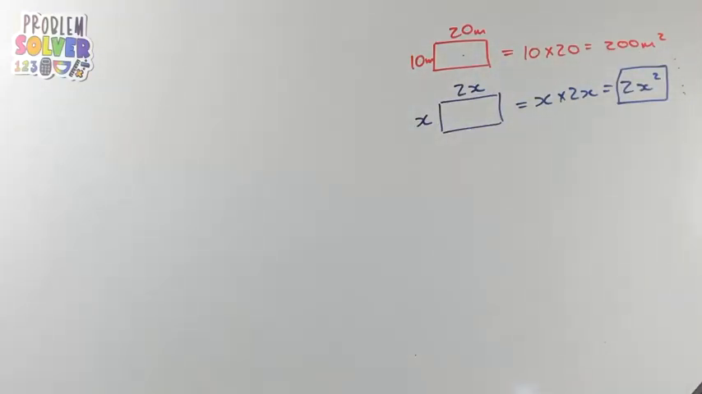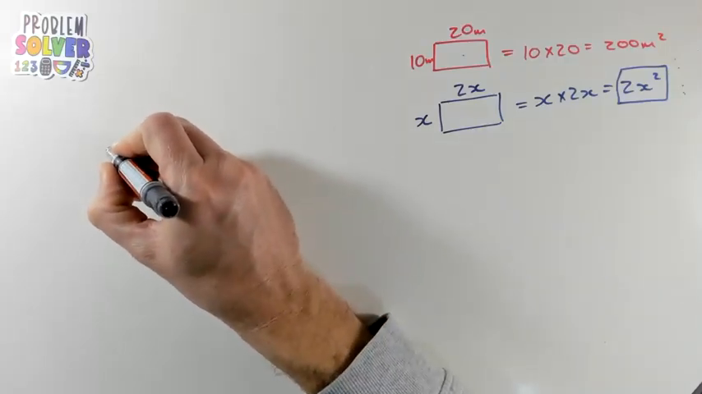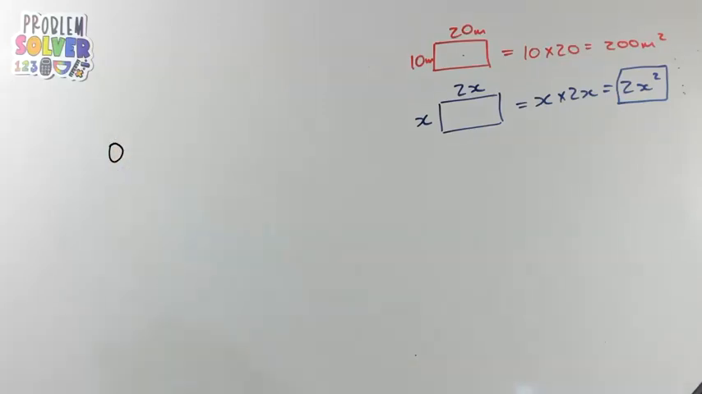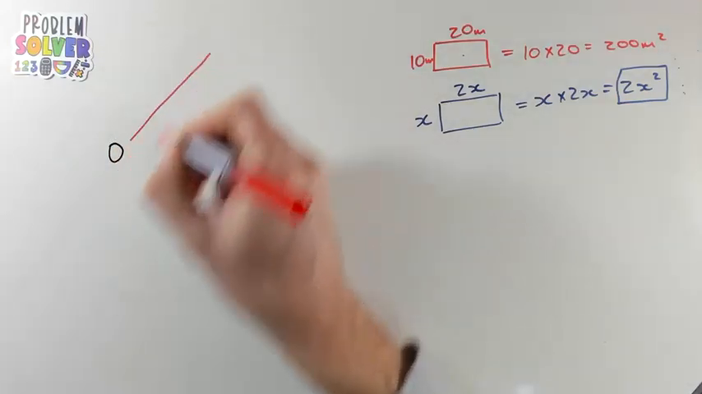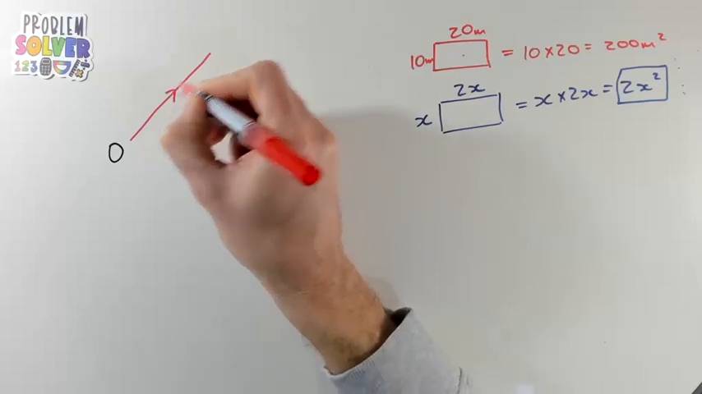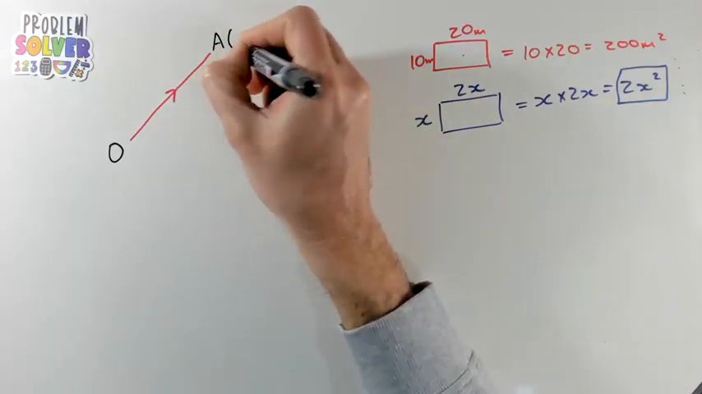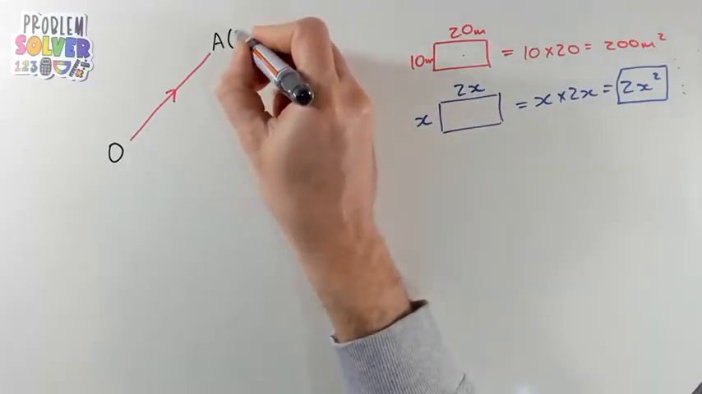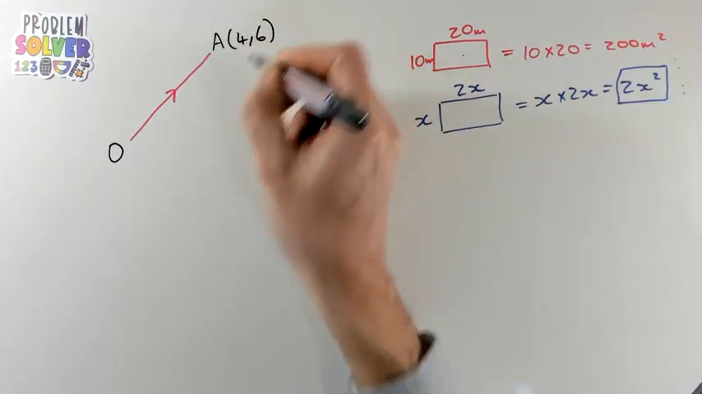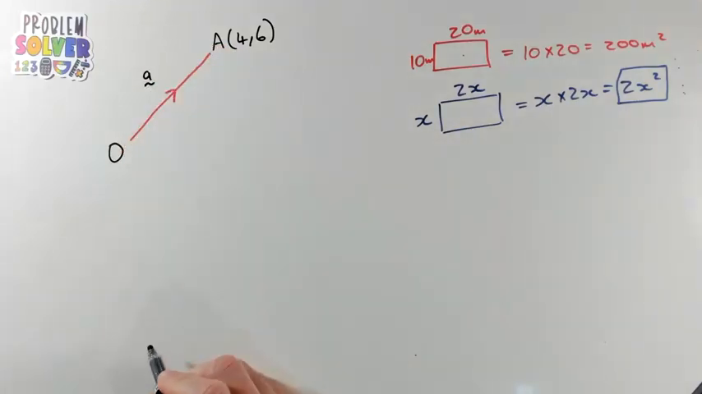Now, having that in mind, I'm going to do an example here. Let's say we're working with a vector, and usually position vectors. So I start with the origin, and my vector is going to go in that direction. I'm going to go from the origin to a point A. And this point A, I'm just going to give it some coordinates. It's 4 and 6 on a Cartesian plane. And I'm going to write a vector.